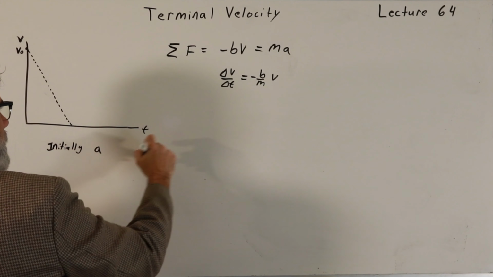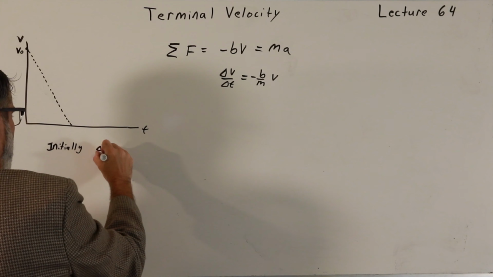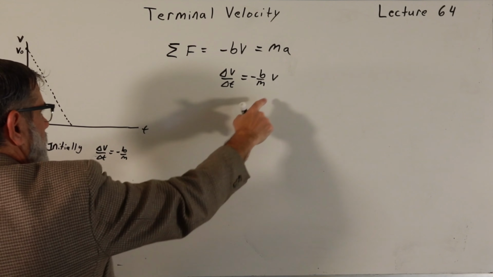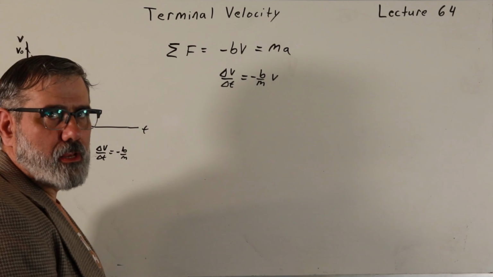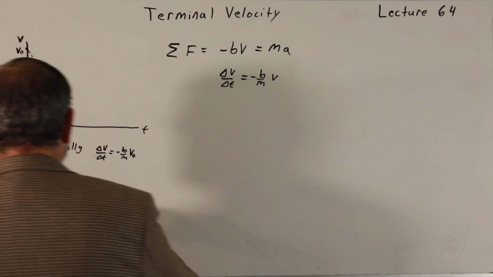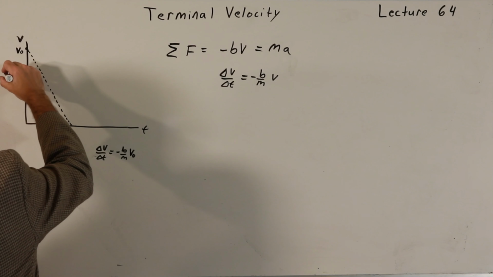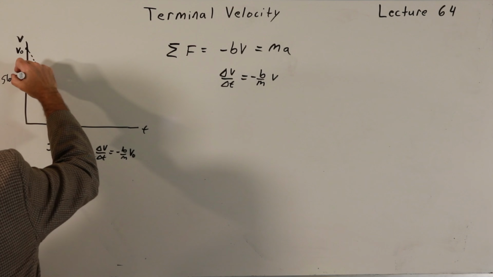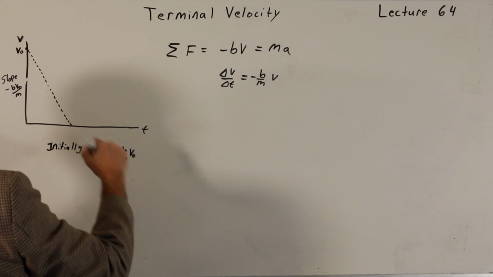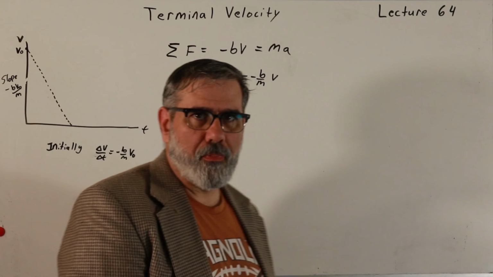Initially, the acceleration, let me just write it as delta v over delta t again. Delta v over delta t is equal to minus b over m times v, but our velocity initially is v naught, so times v naught. So this dotted line that I've drawn here is a line that has a slope of minus b times v naught over m. That's the slope of that line.